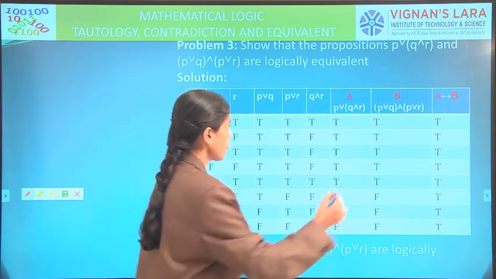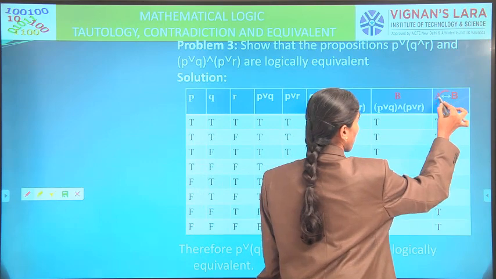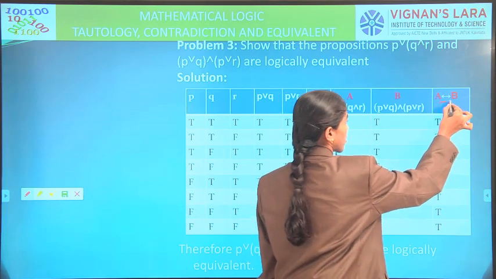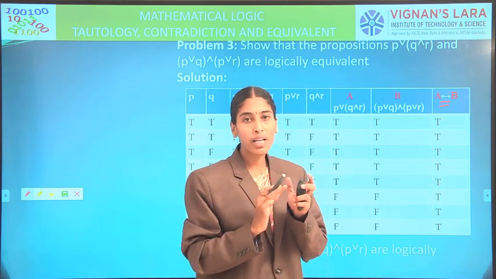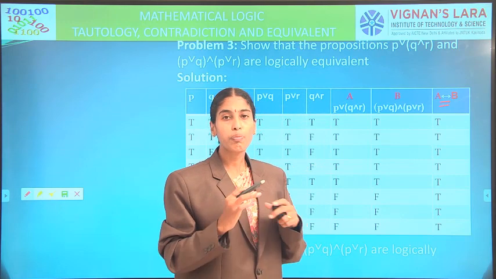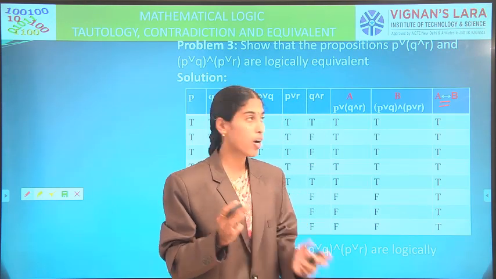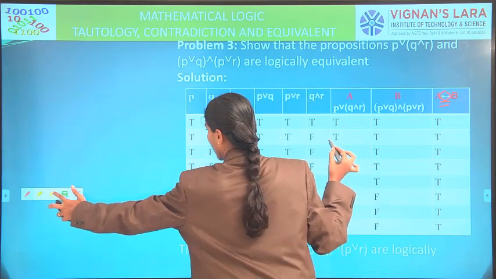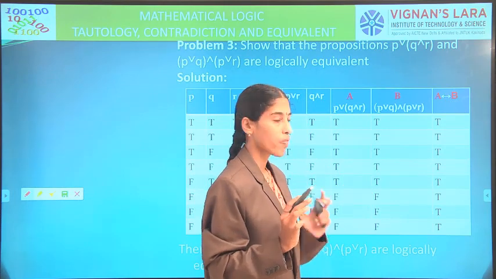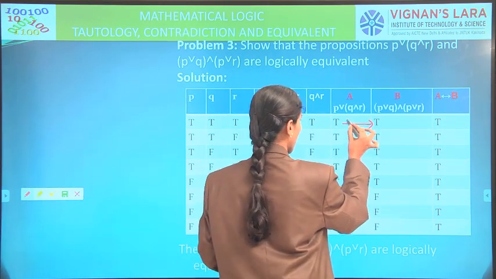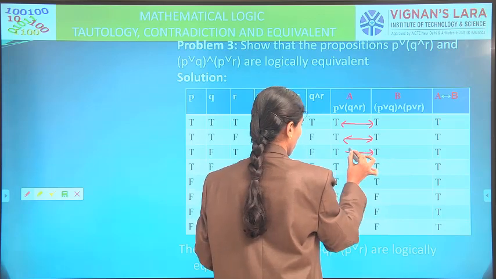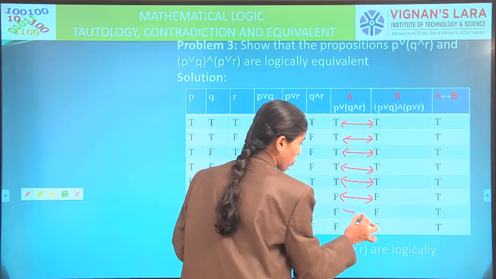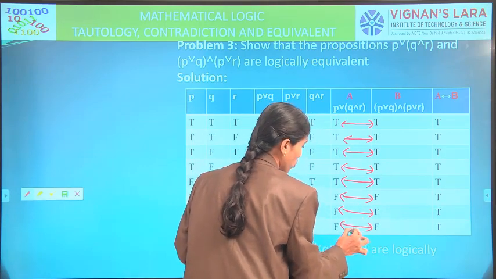Now, A biconditional B. Biconditional means if both have similar values, then the result is T. If both have different values, then the result is false. This two-sided arrow indicates that both must have similar values. So T, similar values. Here both are false, no problem. If both have similar values, then the truth value is T.